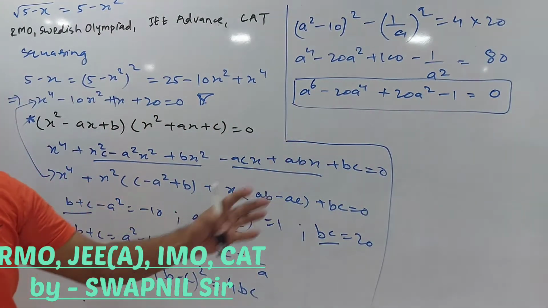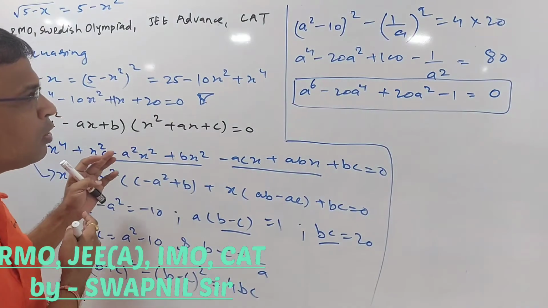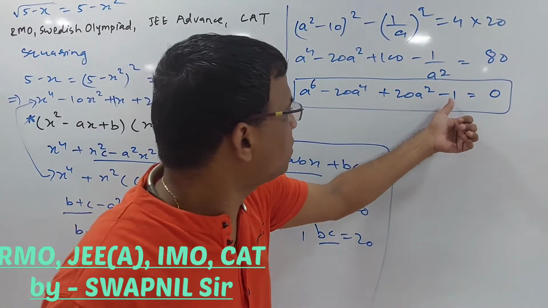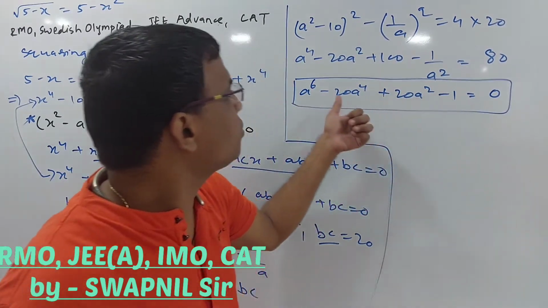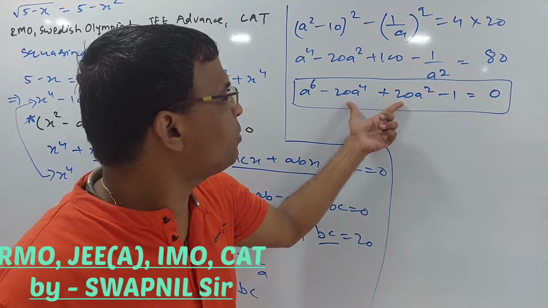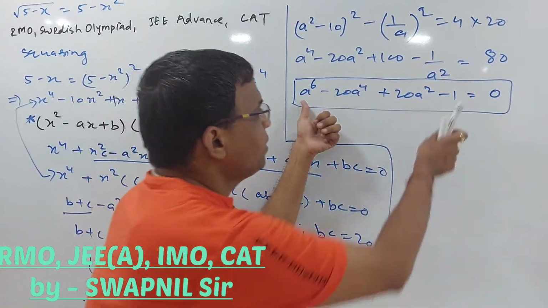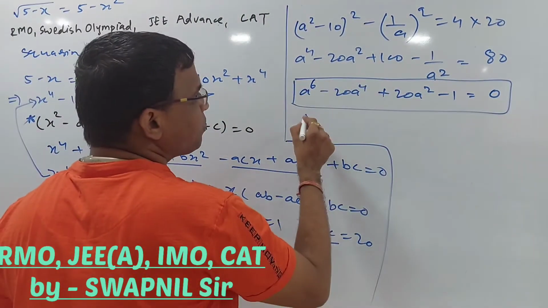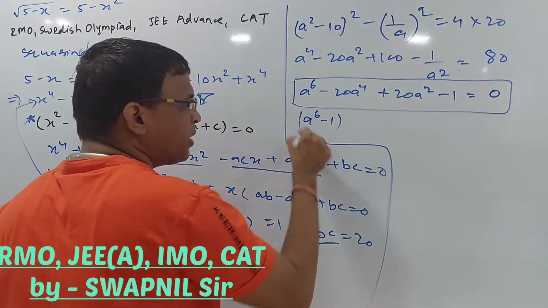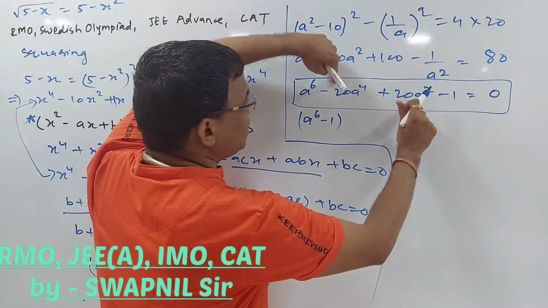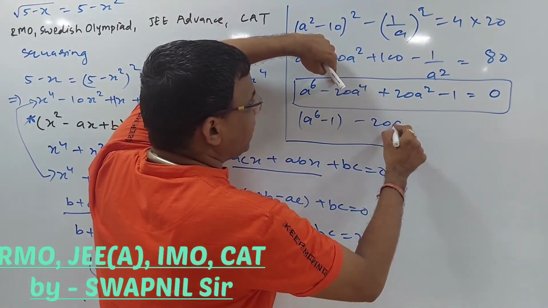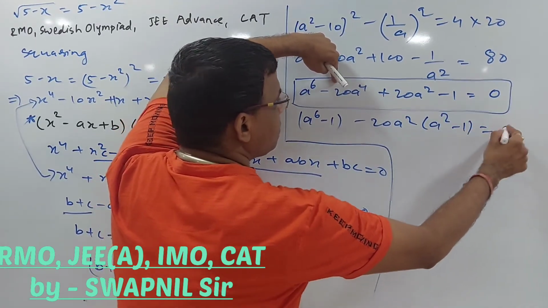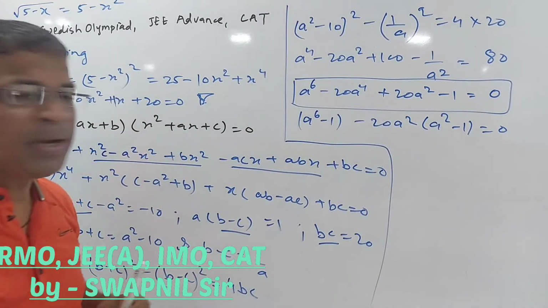See, the numbers are arranged in such a way that we can use our old techniques which I have taught in the earlier videos. See, a power 6 and 1, the coefficient is 1, 1. Here the coefficient is minus 20, 20. The ratio is coming to be ratio of coefficient minus 1, ratio of coefficient minus 1. So I think we got it. So what I can do, I can bring this minus 1 here, a power 6 minus 1. I will make it one set. And this 2 I will take minus 20 a square common, so it will be a square minus 1 is equal to 0, something like this.